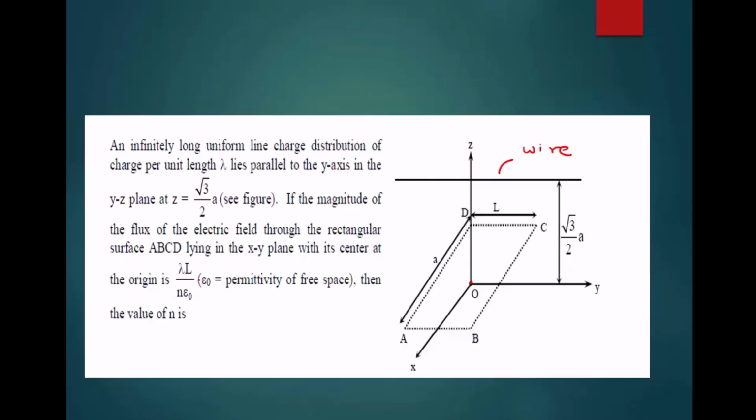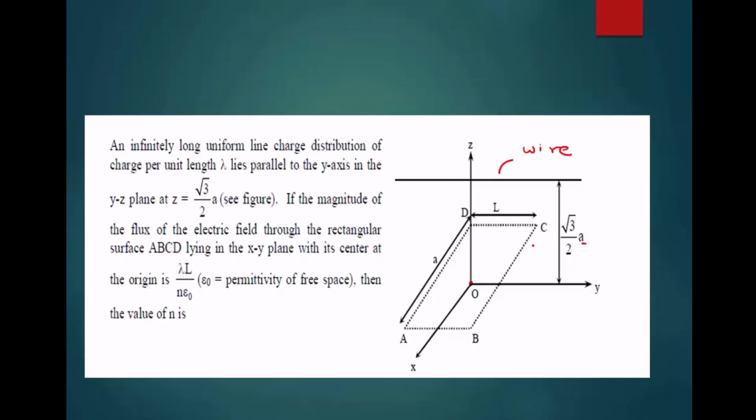We have been given the flux passing through this area ABCD. The dimensions of the area are also given, a and L. And we have this wire at a distance root 3/2 a. Please note that this is root 3/2 a, and this is a, and this length is L. So how will we handle this? We'll do the same thing that we did earlier in the video.